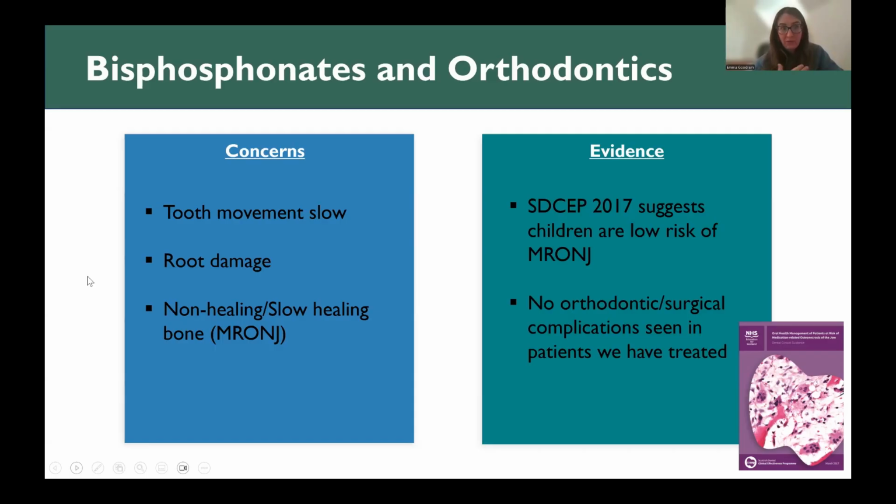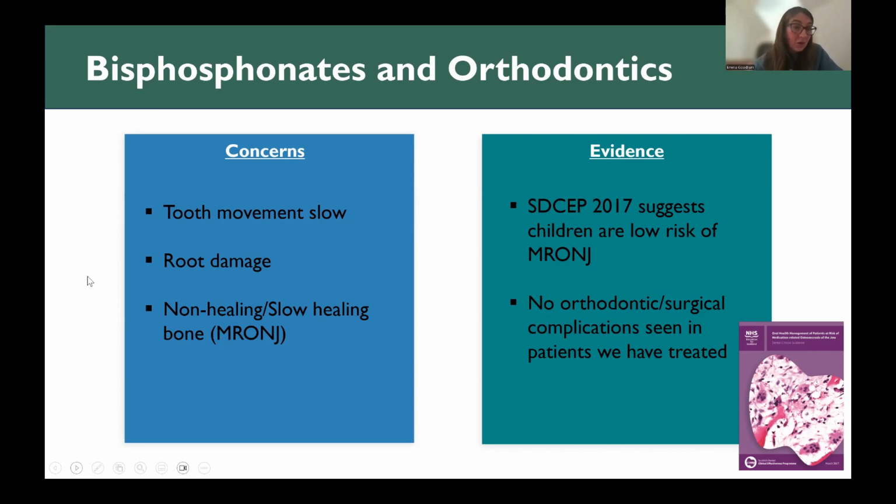But we are getting more evidence now. There are some great Scottish guidelines from 2017. The little booklet is in purple on the bottom right, which suggests that any children, so anyone under the age of 18, that is having IV bisphosphonate therapy, is at a really low risk of non-healing or slow healing sockets. So essentially, it is safe to take teeth out in these patients.